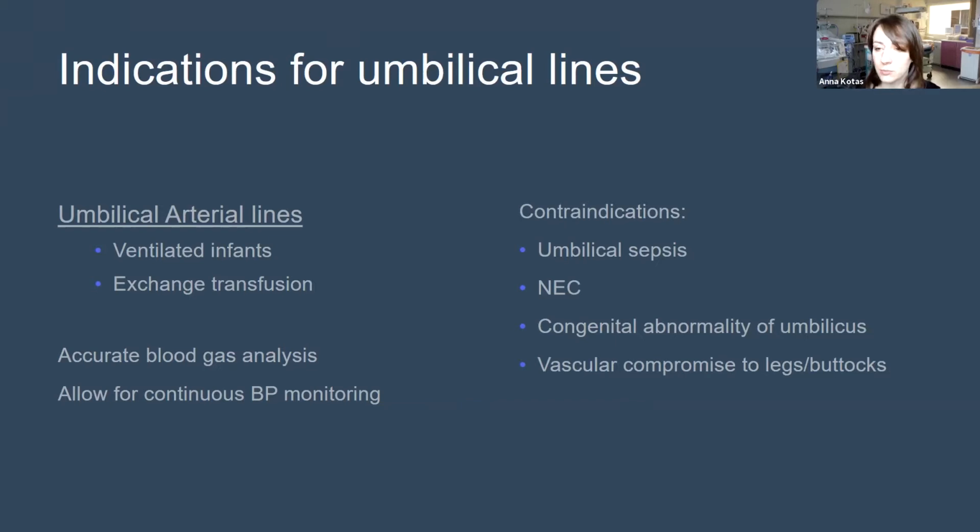If there's a congenital abnormality of the umbilicus, then you may not be able to access the vessels, or it may be unwise to risk causing any trauma if some surgical repair is needed later. And finally, if there is a vascular compromise to the lower half of the baby, then you don't want to make that worse by impairing the blood supply to the legs or buttocks by putting a UAC in. So that's an arterial umbilical line.